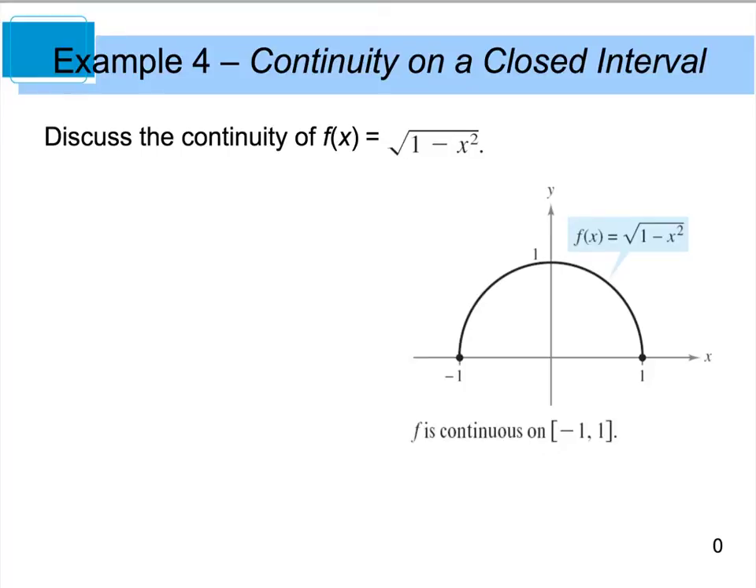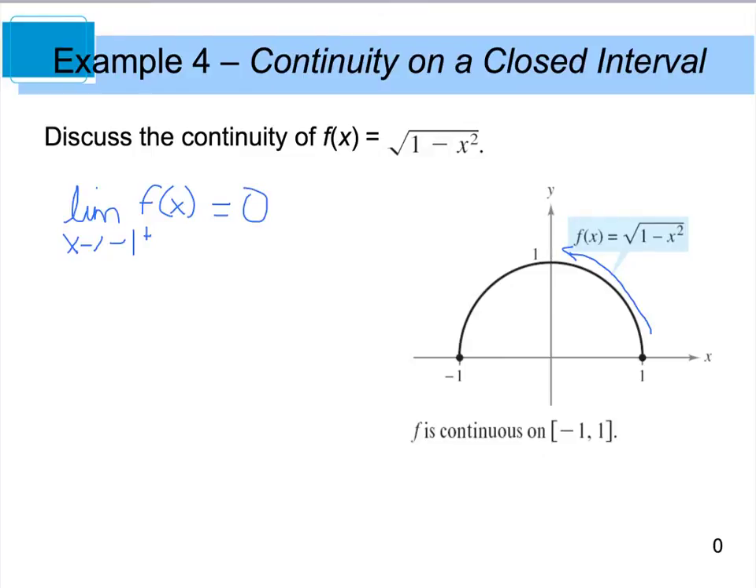So to start out, let's look at the limit as x approaches -1 of f of x. As we're approaching -1, we're coming in this direction, or in from the right, and our y values are getting closer and closer to 0.